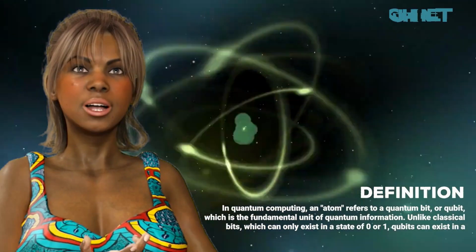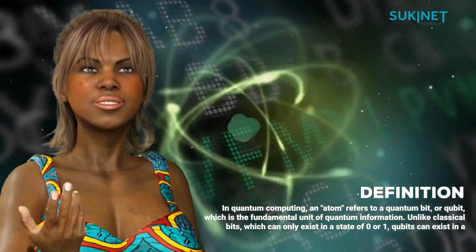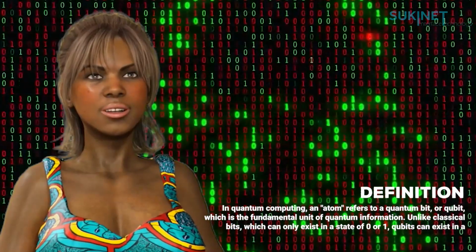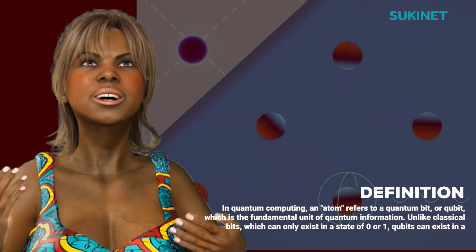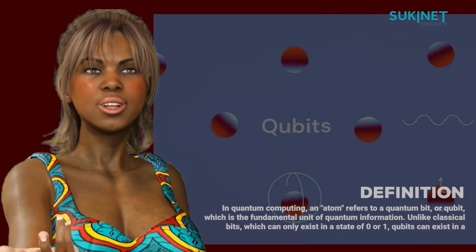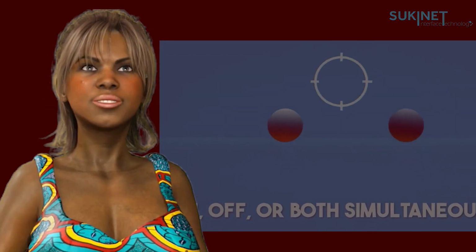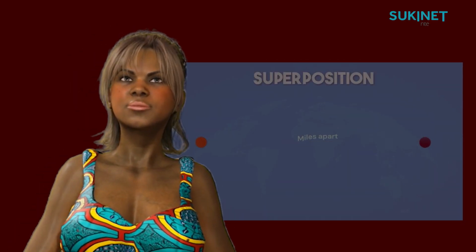Definition. In quantum computing, an atom refers to a quantum bit, or qubit, which is the fundamental unit of quantum information. Unlike classical bits, which can only exist in a state of 0 or 1, qubits can exist in a superposition of both 0 and 1 simultaneously, greatly expanding the computational possibilities.